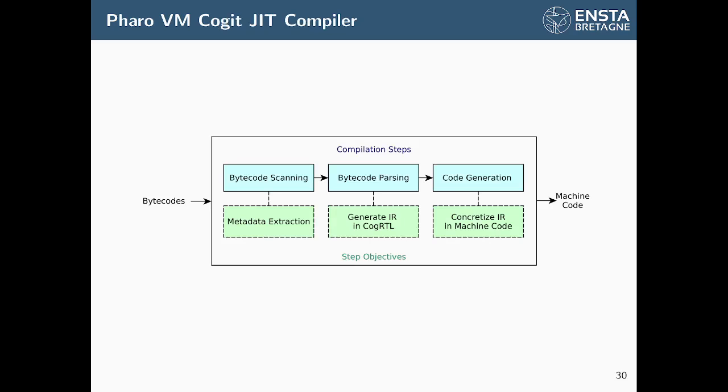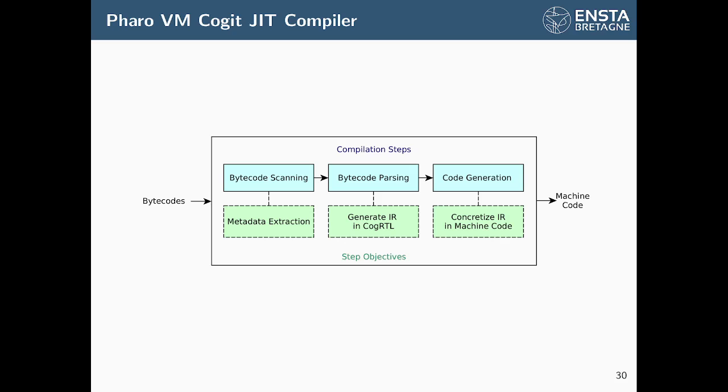Now if I look more into the Cogit JIT compiler, it works in 3 main steps. You'd have a bytecode scanning step, where the main goal is to extract metadata, such as the need for a frame. Then you would have a parsing phase, where you would generate the IR from the bytecode, so in Cog RTL. And the last phase is the actual code generation, so you would concretize your intermediate representation in machine code, and then you would get machine code.